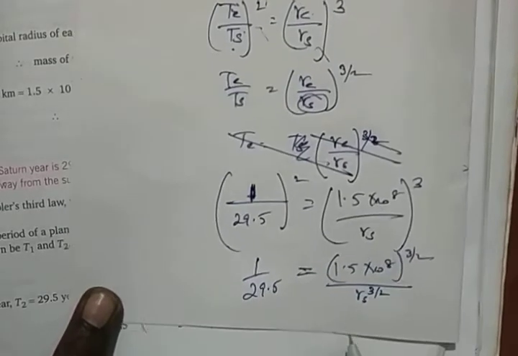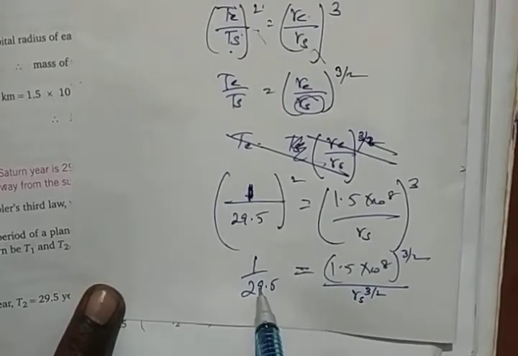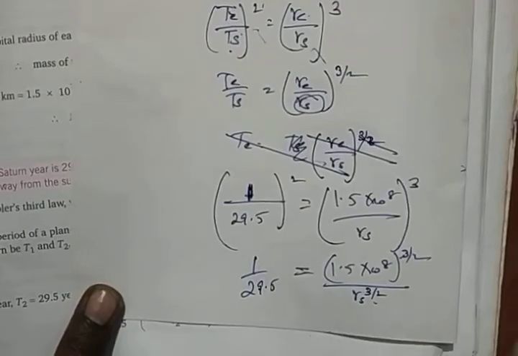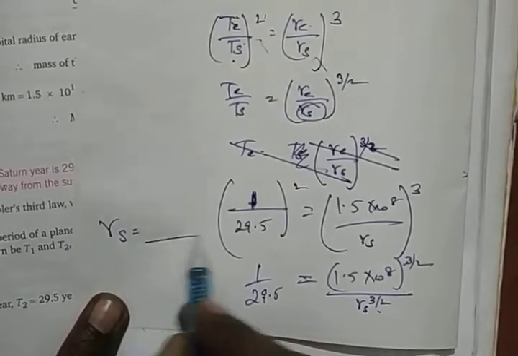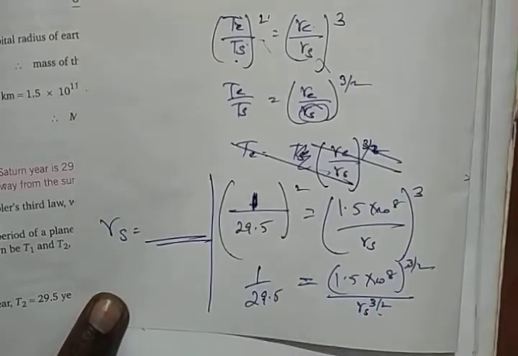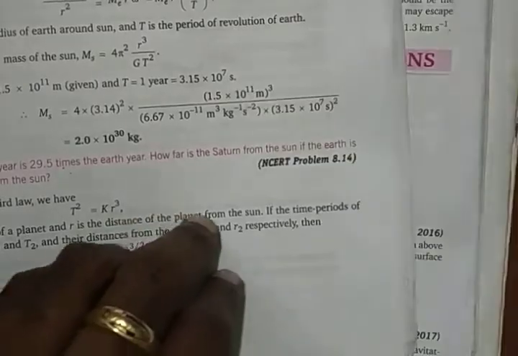So you need to cross multiply this, you will get the answer. So please try to find out. So R S you need to find out here. Okay, I just dealt this one. Please try to find out. Okay, let's go to the next question.